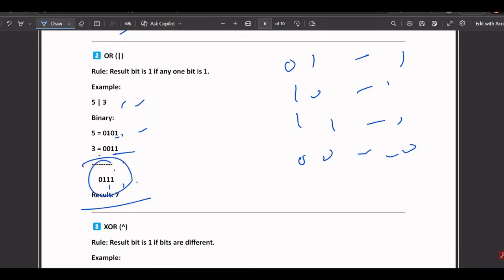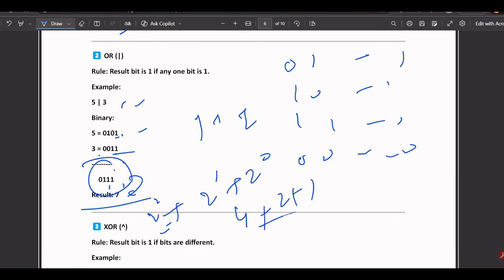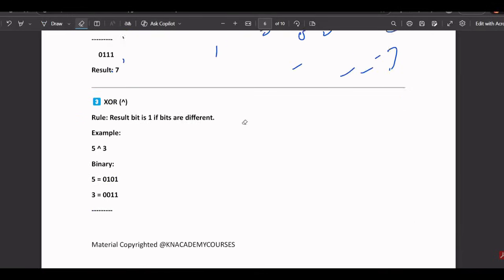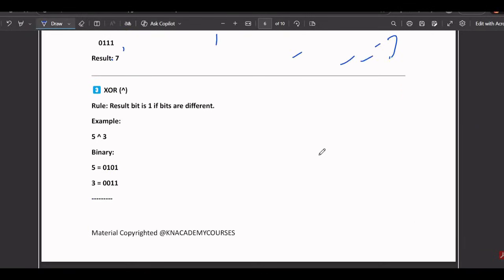How do we convert this into a decimal? It is 1 1 1, so 2 to the power 0 plus 2 to the power 1 plus 2 to the power 2. So it's 4 plus 2 plus 1, so the answer will be 7. That's how we convert it into a decimal number. I think these are the basic things you guys already know, but we are just revising them, then we will be solving the actual question.